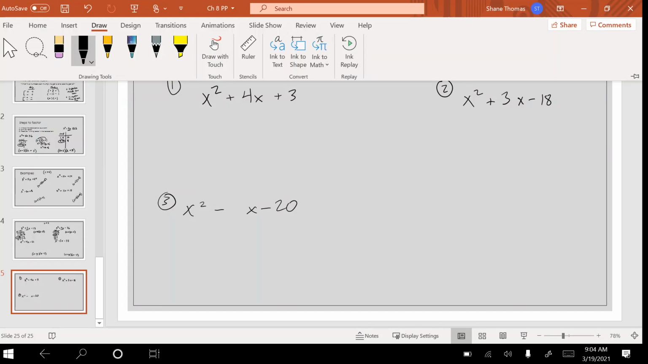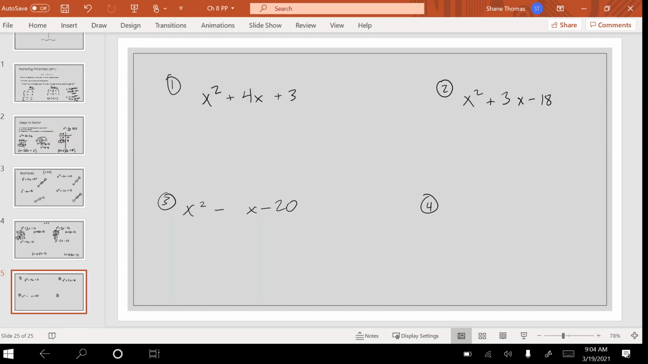And then last one. You didn't give us a number for that. Just -x. So what would the number be? Yeah, I decided not to write one in there. The number would be 1.